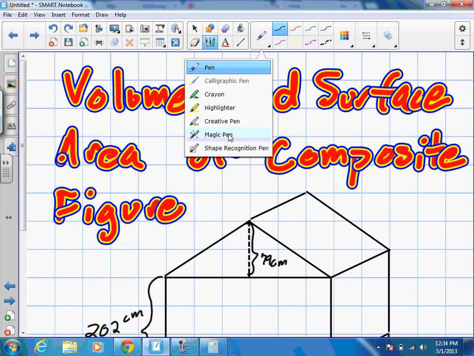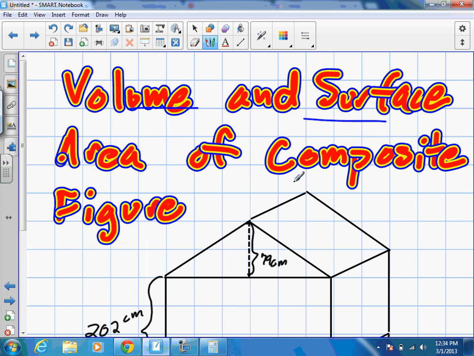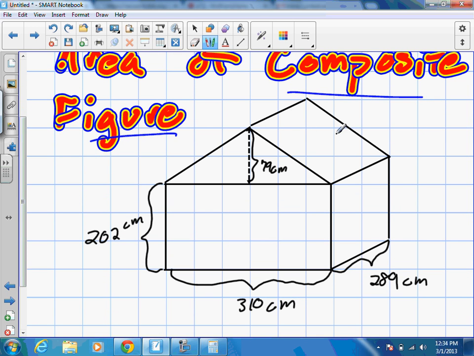Volume and surface area of a composite figure. So a composite figure is an object that is built up of two different shapes. So we have two different shapes here, or two or more technically. In this one we actually have just two different shapes.